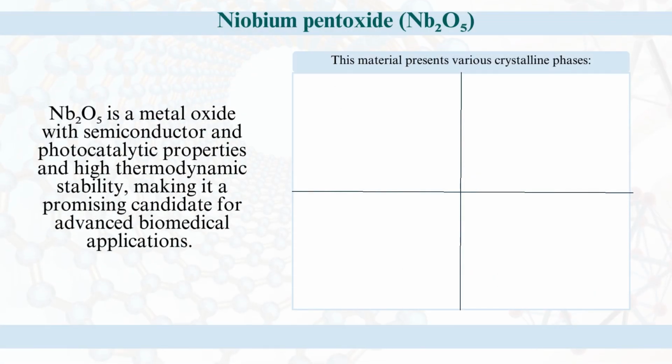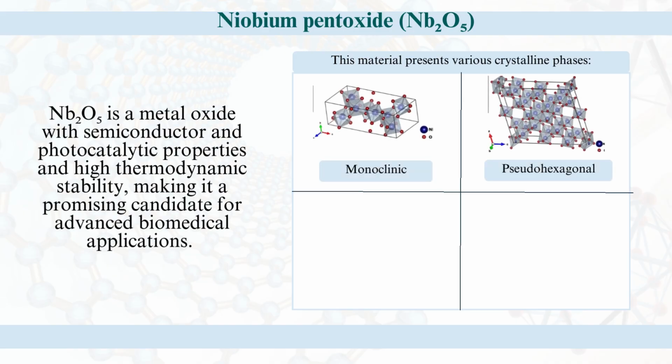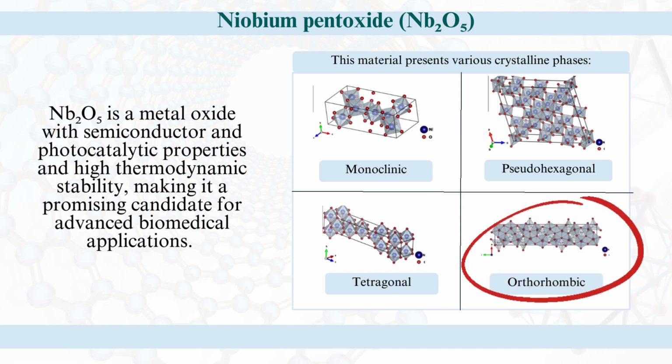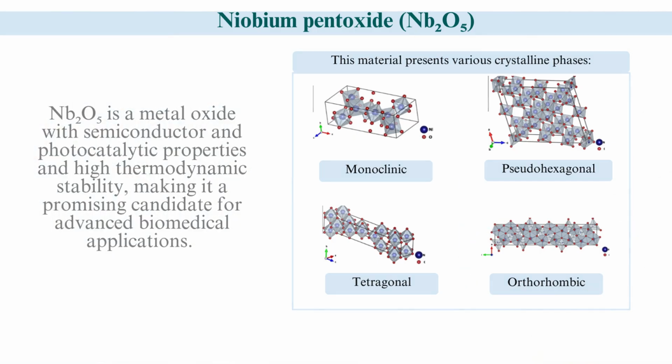Niobium pentoxide is a metal oxide with semiconductor and photocatalytic properties and high thermodynamic stability, making it a promising candidate for advanced biomedical applications. This material presents various crystalline phases: monoclinic, pseudohexagonal, tetragonal, orthorhombic. The orthorhombic phase is the most studied due to its excellent photoelectrochemical performance and structural stability.